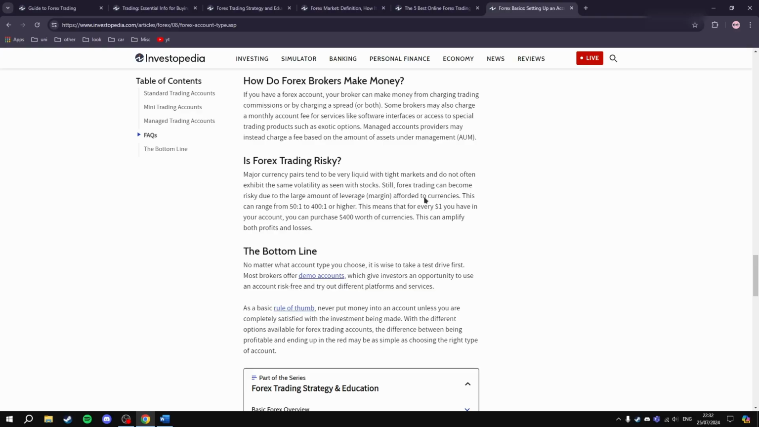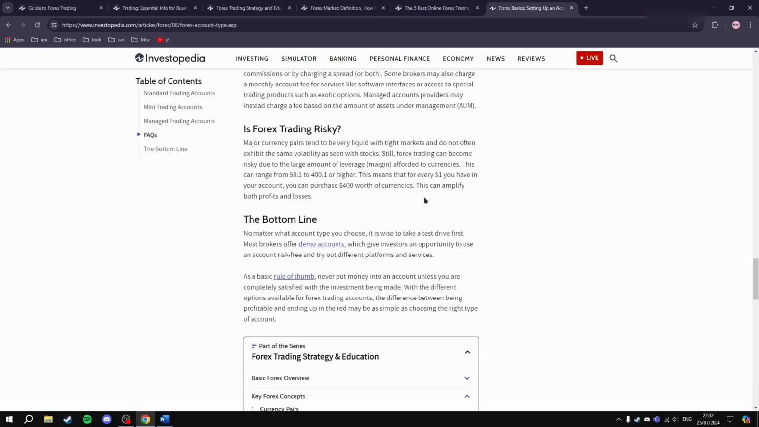Some brokers may also charge a monthly account fee for services like software interfaces or access to special trading products such as exotic options. Managed account providers may instead charge a fee based on the amount of assets under management. Is Forex trading risky? Major currency pairs tend to be very liquid with tight markets and do not often exhibit the same volatility as seen with stocks.